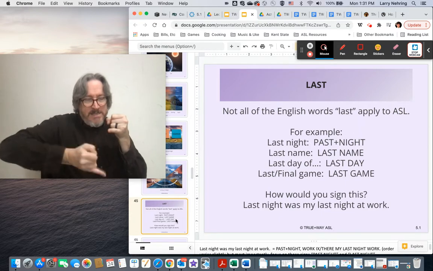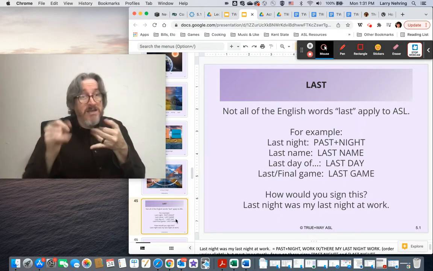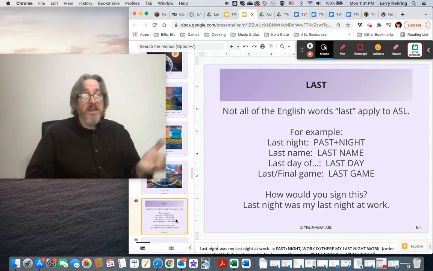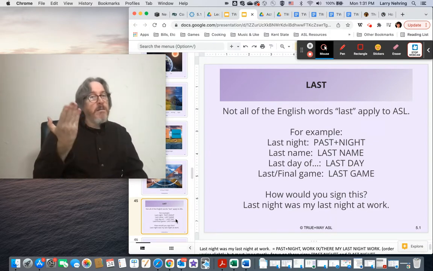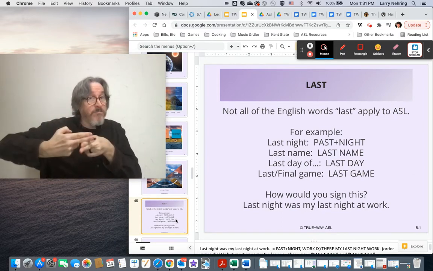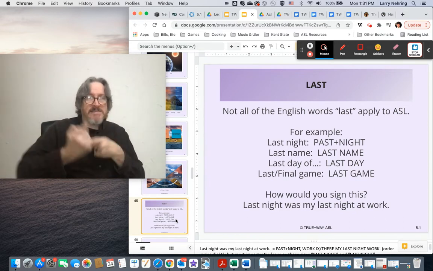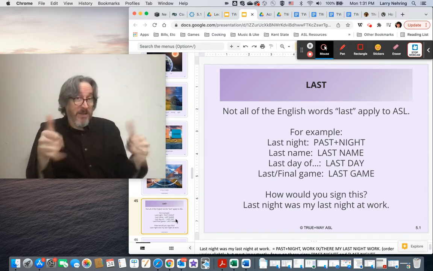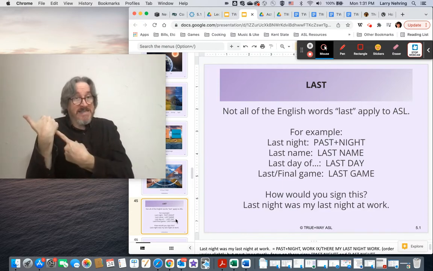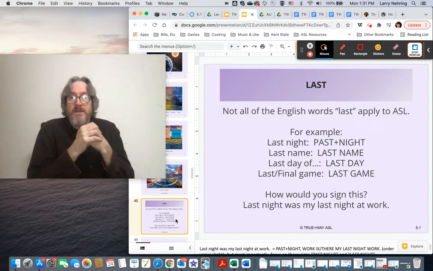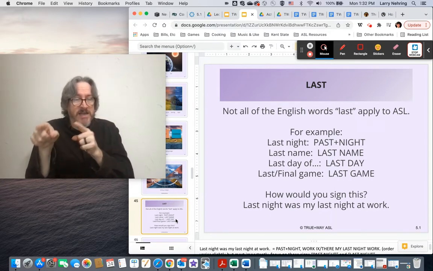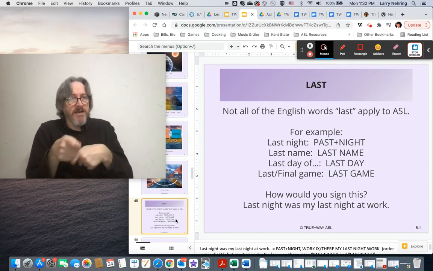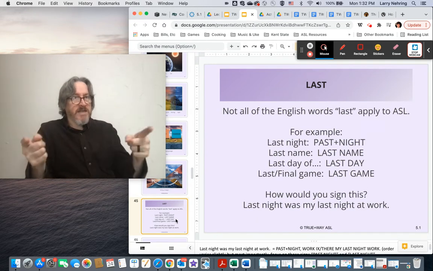And we don't use last. This means final, final week, final. So first, final. Okay. So when we're talking about last night, we mean past night. It's not last, past night. Last name, that would be this, right? Last day of class, last week, final game. Past game, the last game we played, last game night, right? Because it's not final. This would be final. So last night was my last night at work. So we've got one last night and one final night. So keep in mind, can you switch out last with final? That's the way you want to sign it.